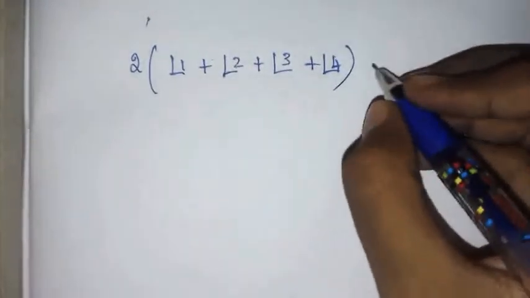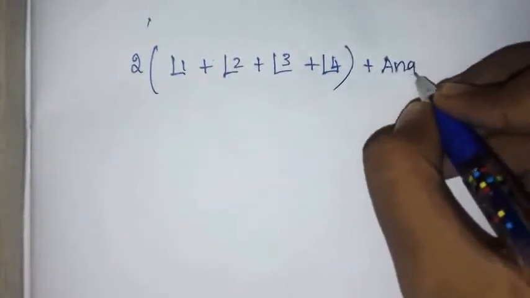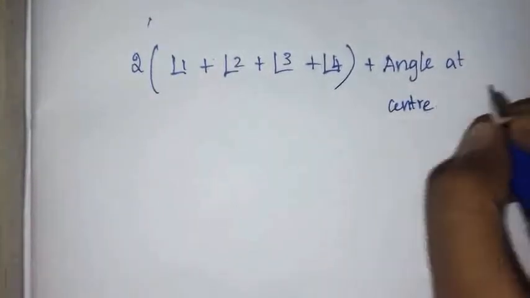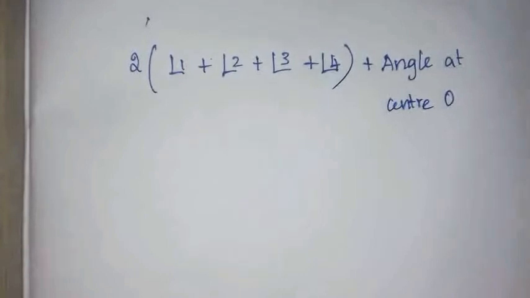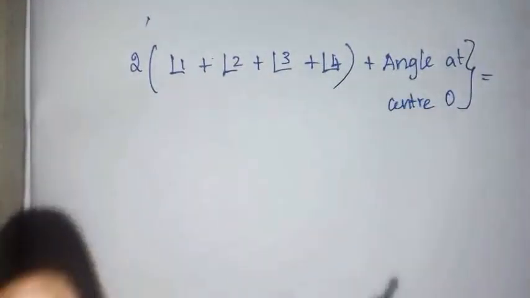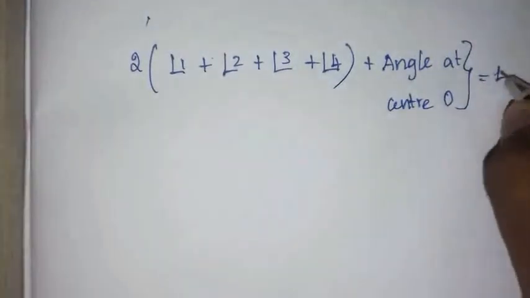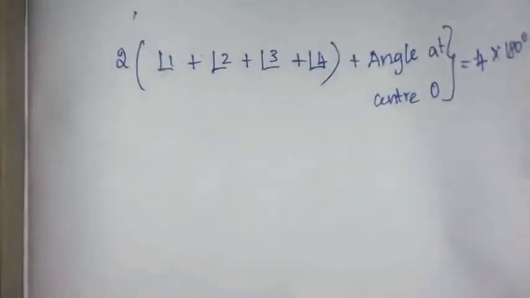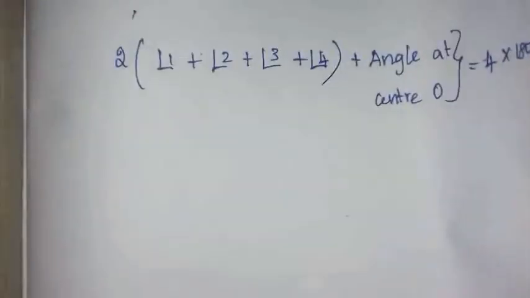Then what did I say? We have to write the angle at center O. This we have written on the left hand side. On the right hand side, what can we write? How many triangles are there? 4 triangles. Each triangle has 180 degrees. Am I right? So we can multiply 4 with 180 degrees: 4 into 180 degrees. Okay, can you understand this step?